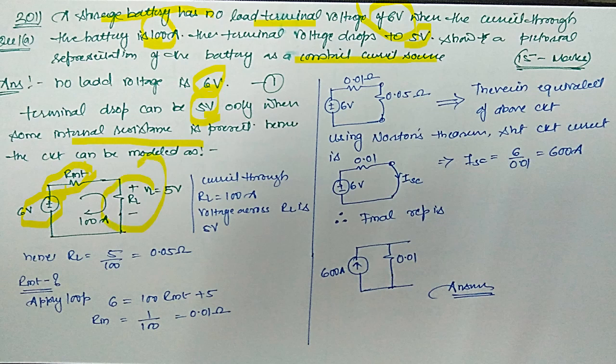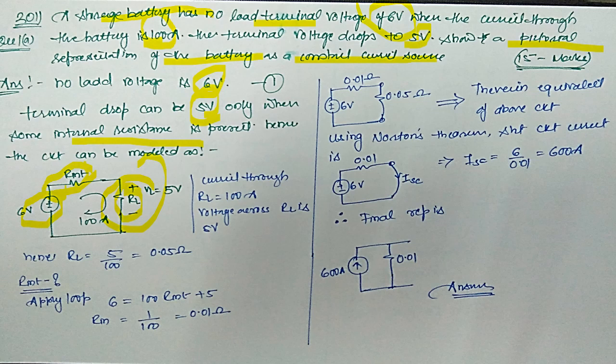Now, the question is a pictorial representation of the battery as a constant current source. So now we have the model of the present question, and it can be shown as a constant current source. That means you have to apply Norton's theorem. So basically you have the Thevenin's model, and then you are moving to the Norton solution of this. So you need to find out the RL, and you need to find out the R internal.